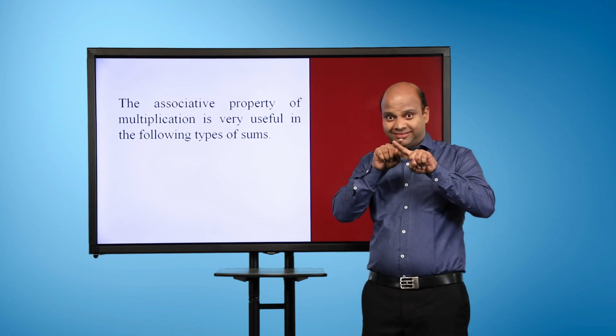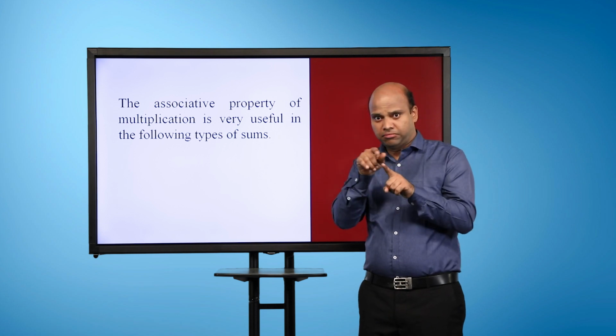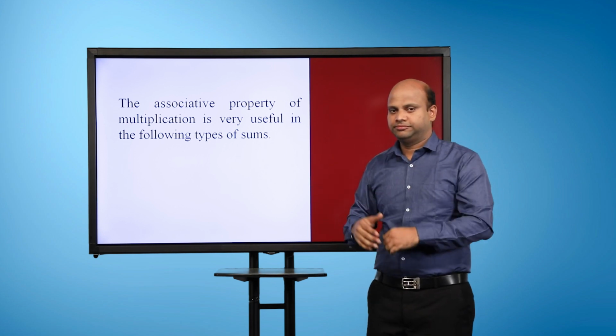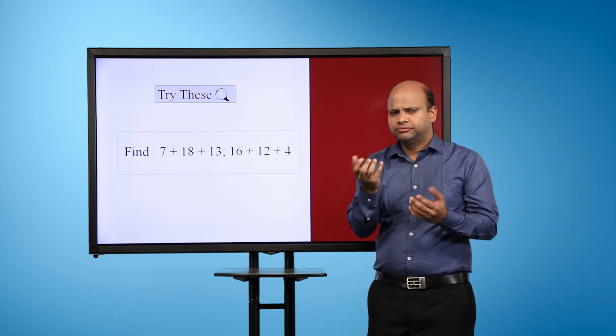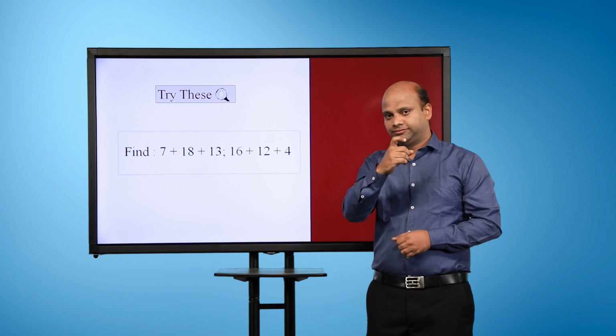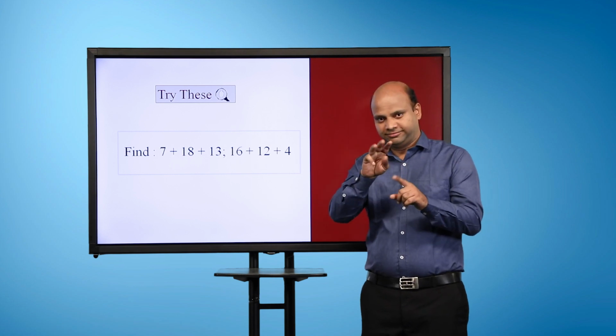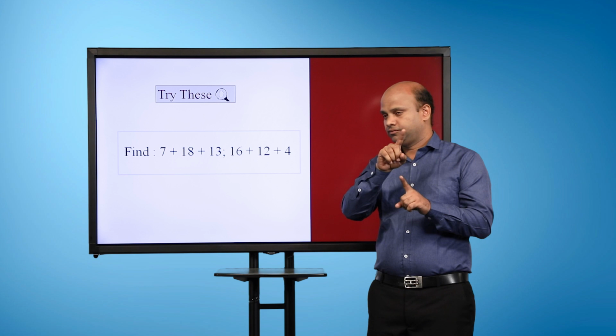The associative property is very useful in the following types of sums. Try these. Find 7 plus 18 plus 13, 16 plus 12 plus 4.